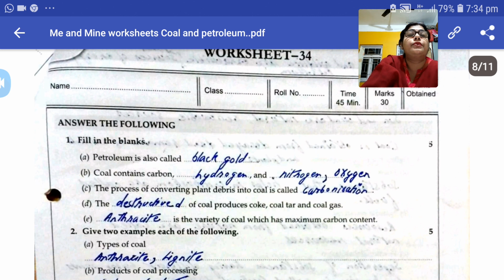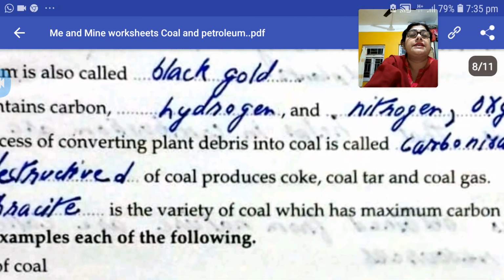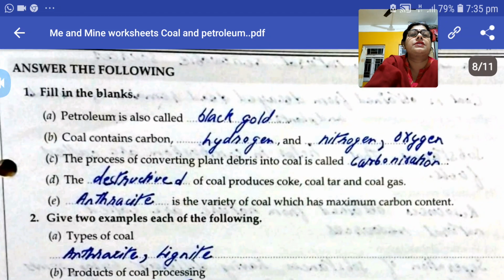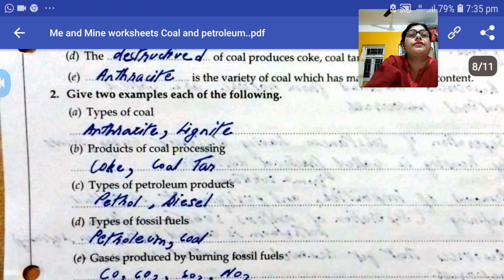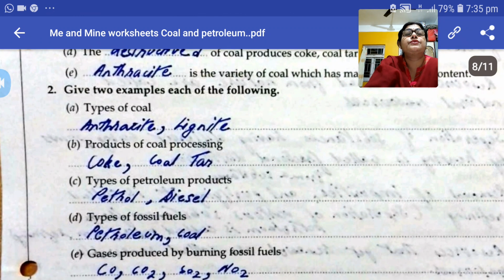Petroleum is also called black gold. Then coal contains carbon, hydrogen and nitrogen and oxygen. You can write sulfur also. The process of converting plant debris into coal is called carbonization. See here please, carbonization. Okay, the destructive distillation of coal produces coke, coal tar and coal gas. Anthracite is a variety of coal which has maximum carbon content. Give 2 examples of the following. You see here 2 types of coal, anthracite and lignite.